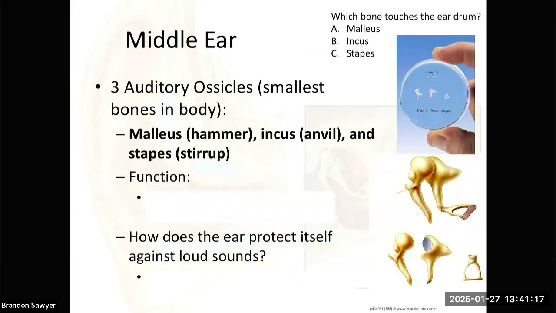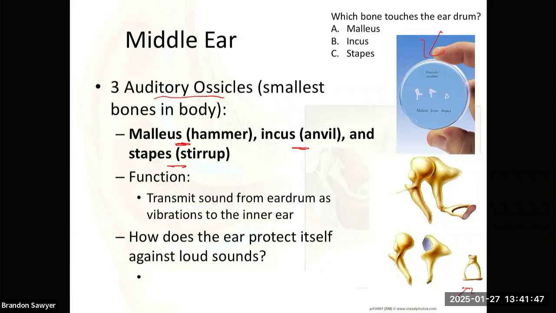The little bones are called the auditory ossicles. These are by far the smallest bones in the body. This is a nice picture just to put into perspective how small they are compared to someone's fingers. They're tiny little bones, but very delicately and intricately shaped. When we zoom in on them, you can see they have special little shapes, one looks like a hammer, one looks like an anvil, and one looks like a stirrup, right? And the function of these is to transmit the sound from the middle ear into the inner ear.